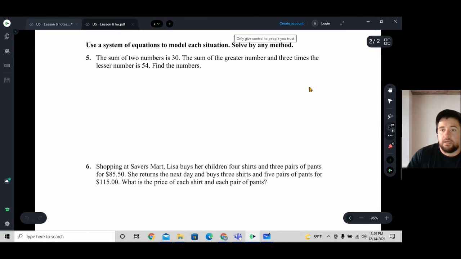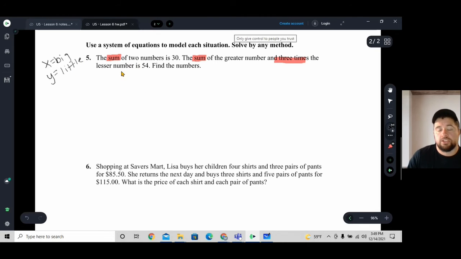All right. Keywords. The sum means to add, of two numbers is 30. The sum of the greater number and 3 times the lesser is 54. Find the numbers. So we have sum, 3 times. All right. So we're going to say that X is the big one and Y is the little number.